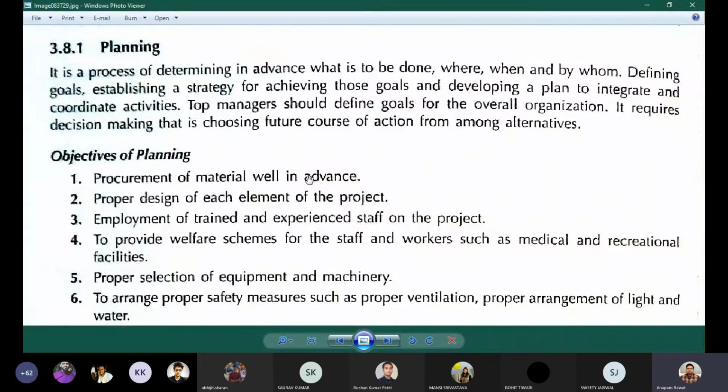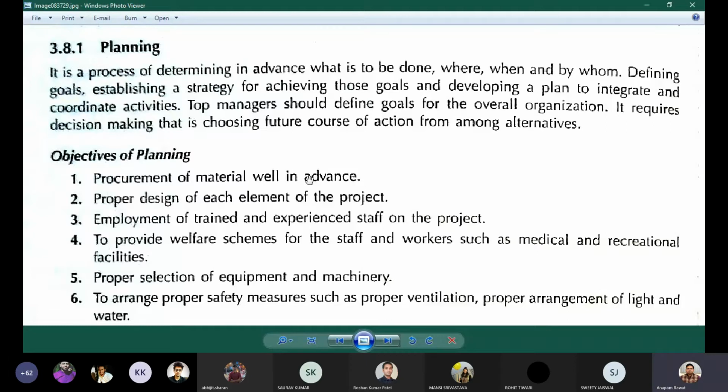Top managers should define goals for the overall organization, and it requires decision making, that is, choosing the future course of action from among the alternatives. So what is done in the planning?